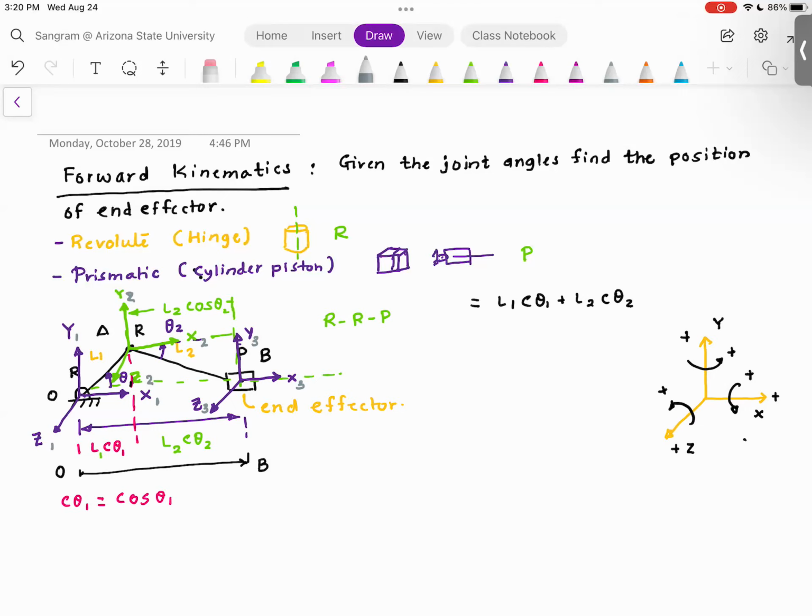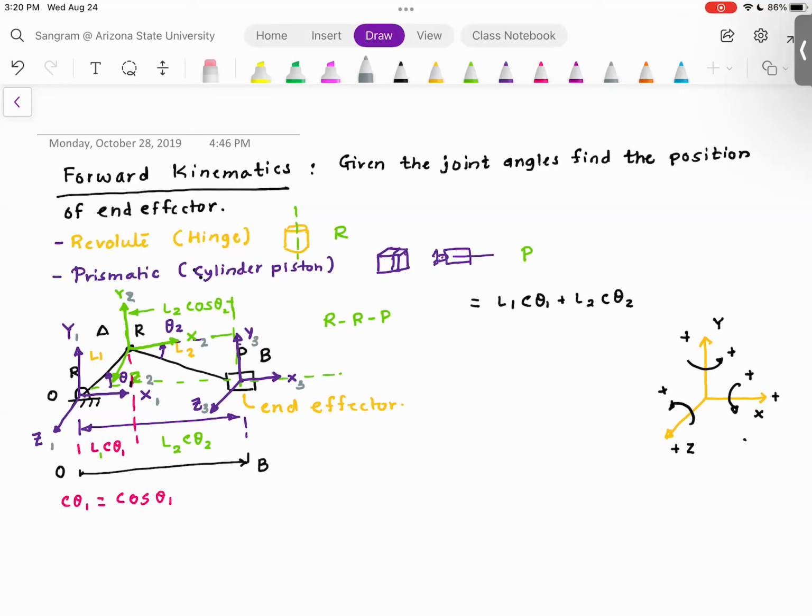All right. So we have RRP, and now I want you to tell me, it's an important question. My theta 1, is it positive or negative? It's positive. Theta 2 is positive or negative?